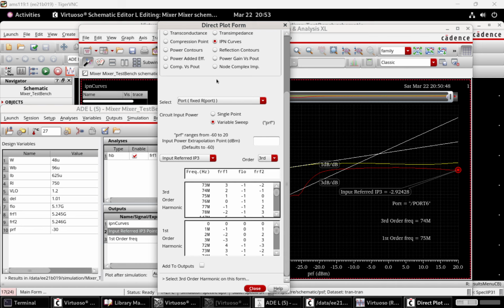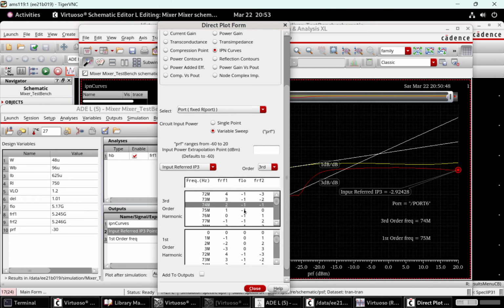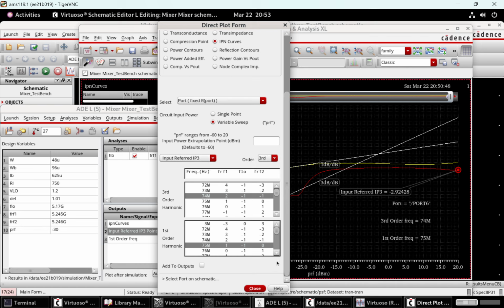Just a comment on how to pick this IIP3. You need to take 2 times FRF1 minus FRF2 to be your third order product. That is here 74 megahertz. And you need to pick 1 times FRF1 and 0 times FRF2. That is this. You need to maintain the same FLO coefficient. So once you pick this, you can plot the IIP3.